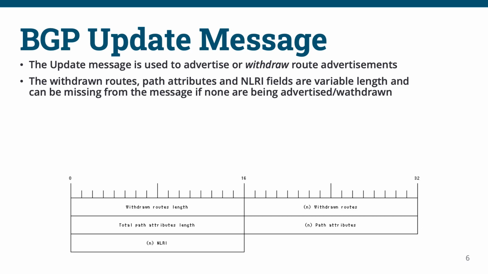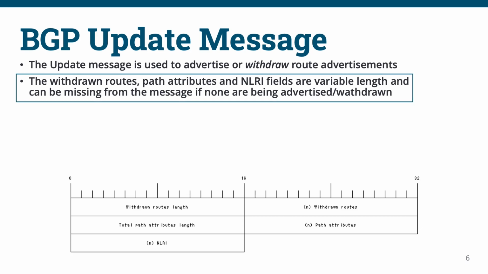To save on network overhead, BGP organizes its route advertisements by common path attributes. In this way, routes originating from the same source, which have all the same attributes, will be advertised together in the same update message. The withdrawn routes field and path attributes field are variable length fields. It's possible for one or both of the fields to be 0 length and completely missing from the update message.